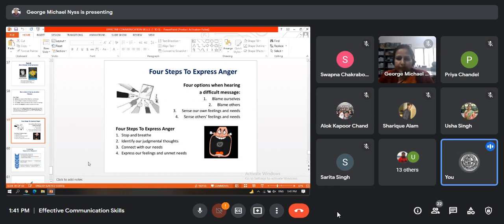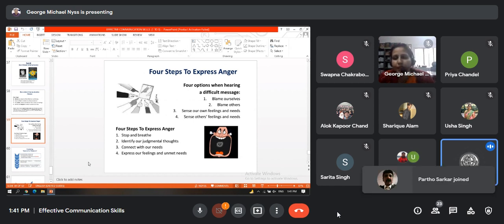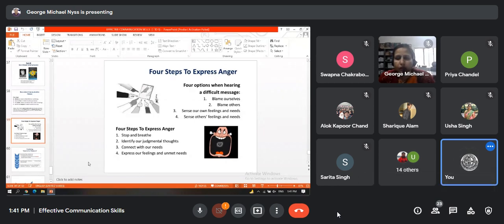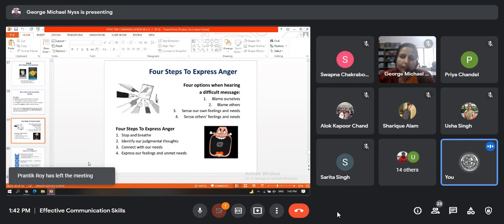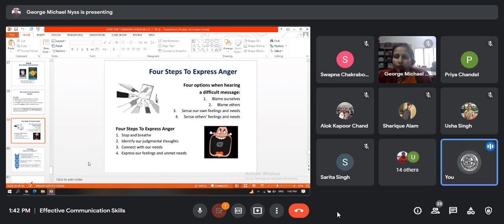In the next step, we'll see some steps to express anger. Let us see the steps to express anger. 4 options I am sharing with you when hearing a difficult message. How do we express anger? We start blaming ourselves. Sometimes we blame others, sense our own feelings and needs, and sense others' feelings and needs. So these are 4 options when we are hearing difficult messages. Sometimes we start blaming ourselves, sometimes we start blaming others, and sometimes we sense our own feelings and needs, but sometimes other people's feelings and needs.